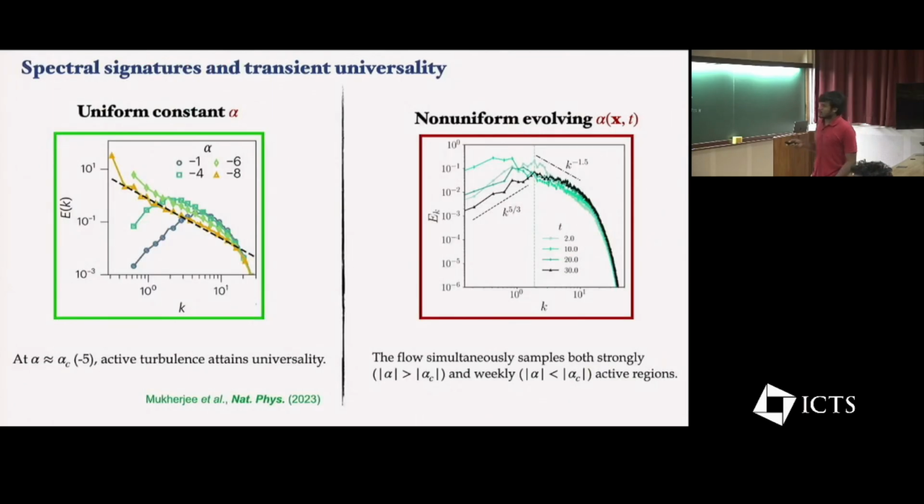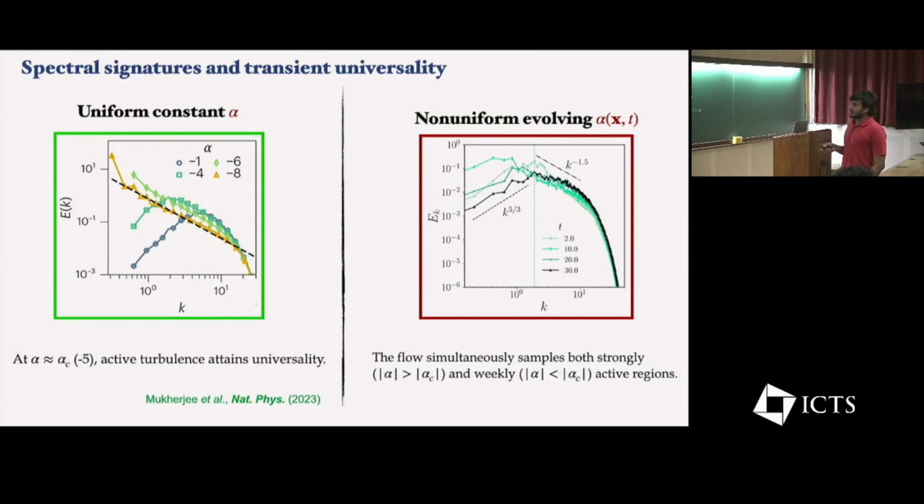Now, in turbulence, we are always interested in the spectral features of the flow. For uniform constant alpha, when it is not evolving in time, the earliest work by Samriddhi's group showed that beyond a critical value of activity, a universal state appears. So this spectrum appears beyond critical alpha, and below that things are non-universal, which corresponds to somewhat weakly active turbulence.